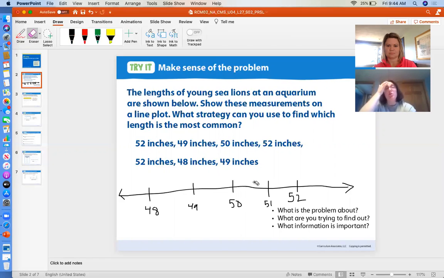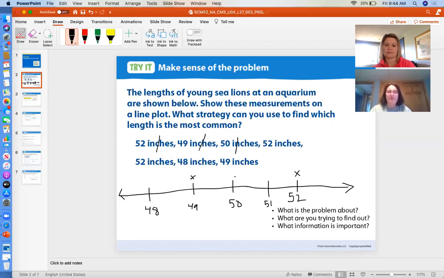Now we can go up and start putting our X's in. So if we do it Mrs. Croft's way, I was going to try to fix my 52 and make it go over farther, but it's okay. So let's start with the way Mrs. Croft did it, and let's look at our first measurement. So our first measurement is 52 inches. So can we put one X above 52? Perfect.